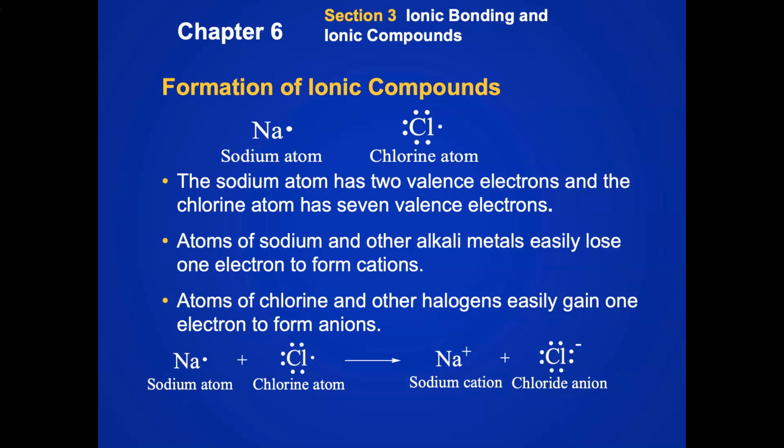And so you may or may not be familiar with the common ions that are formed on the periodic table. The reason they're formed the way they are has to do with how many electrons they either give up or gain based on their electron configurations.